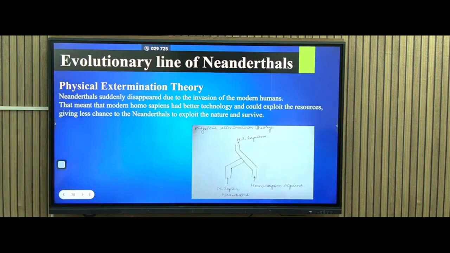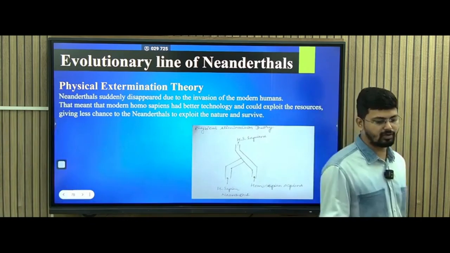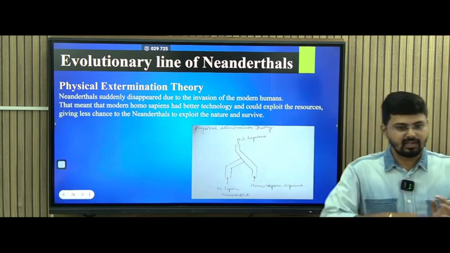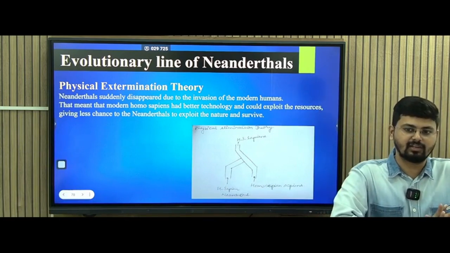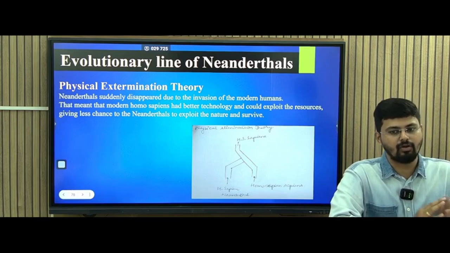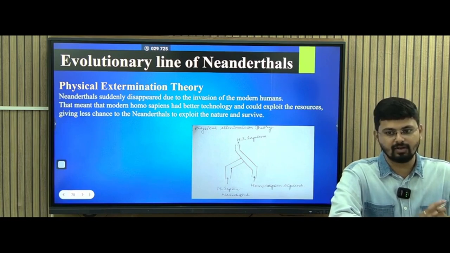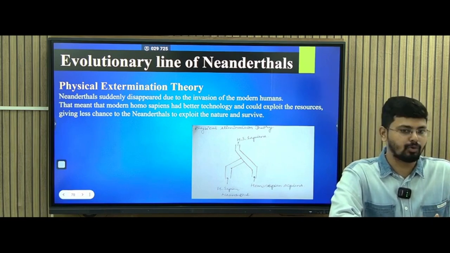Then how did they become extinct? There are three varieties. You write all those varieties, that is sufficient. Don't try to get into the nitty-gritties of this phylogenetic status. It will make you confused, and at the same time you will end up writing nothing in the exam. So whatever is being given, try to just know it and reproduce it in the exam.